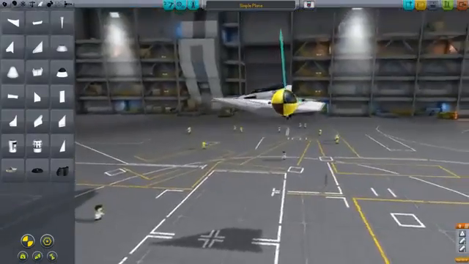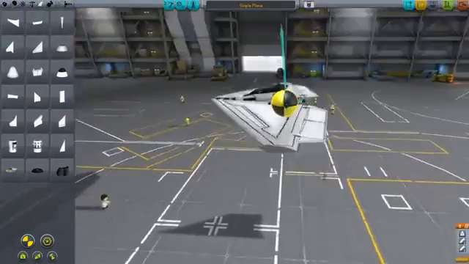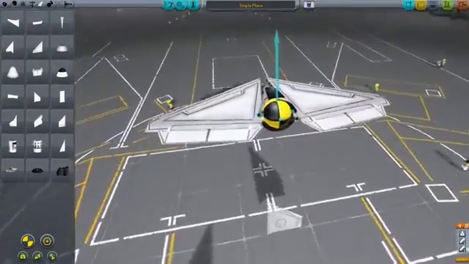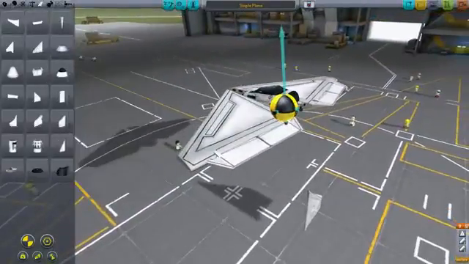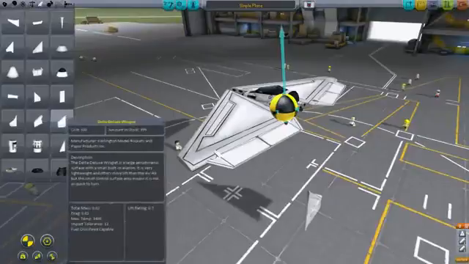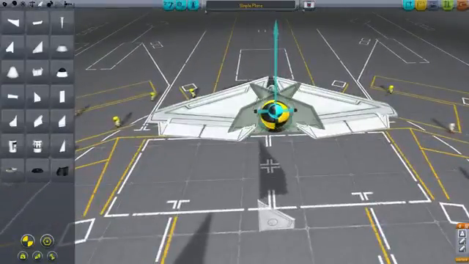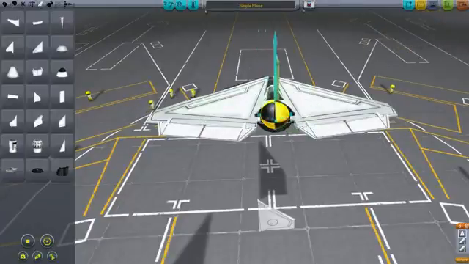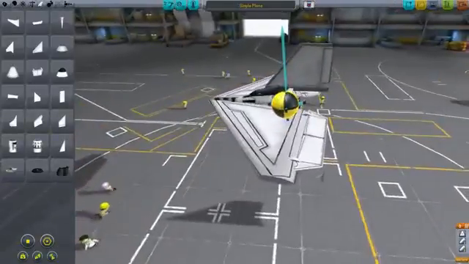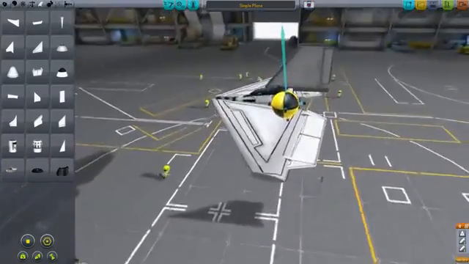There, okay, so we got those on there. You see that these have shifted the thing backwards, shifted the center of lift backwards. And the other thing I want to do now is, of course, I'm going to use this Delta Deluxe winglet as my control surface. Now, we'll stick this here.